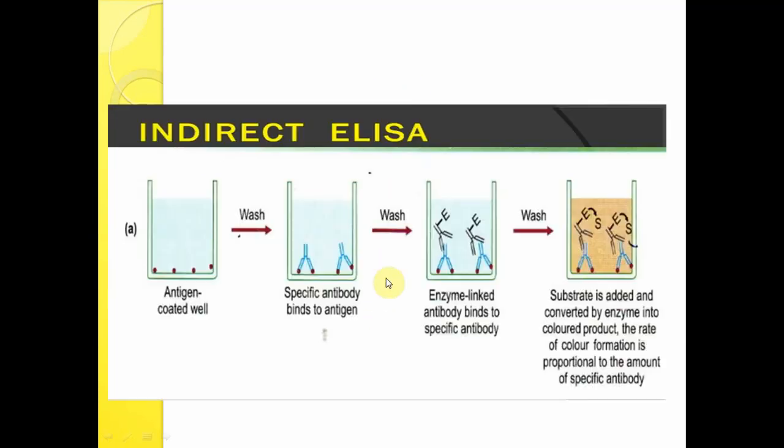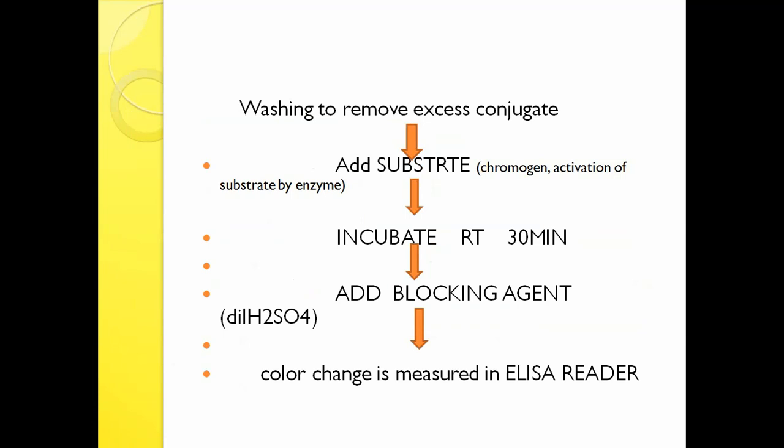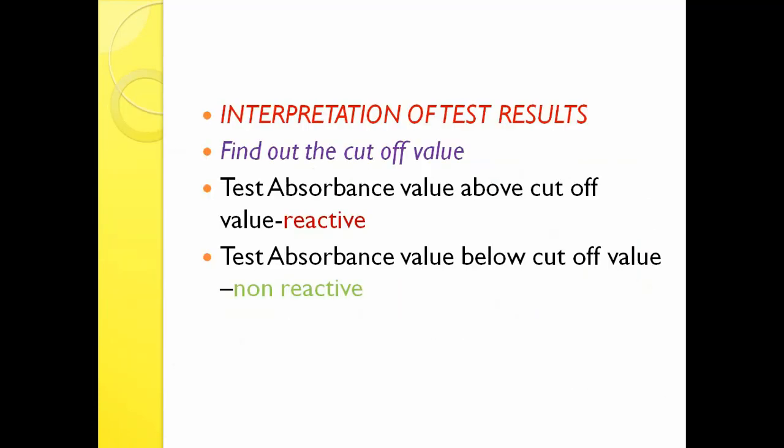So OD values are obtained for each well in the ELISA reader. Now calculate the cutoff value. The cutoff value formula will be provided in the kit itself. After calculating the cutoff value, the absorbance value is compared with that cutoff value. Absorbance value above the cutoff value is reported as reactive. Test absorbance value below the cutoff value is reported as non-reactive. So that is about our indirect ELISA.